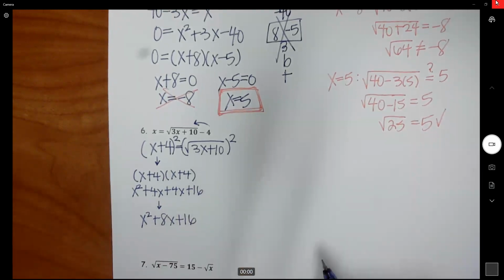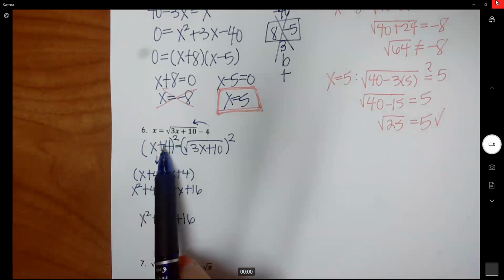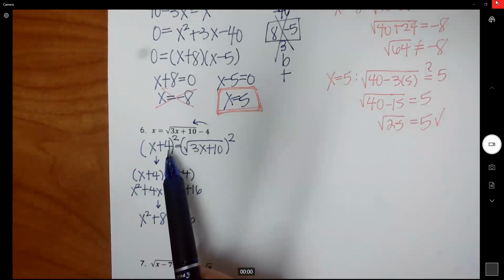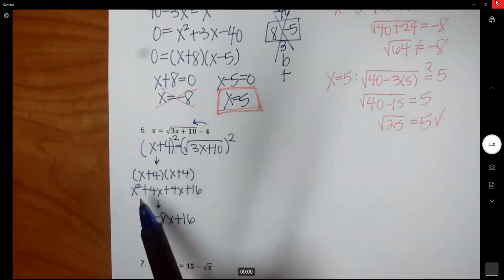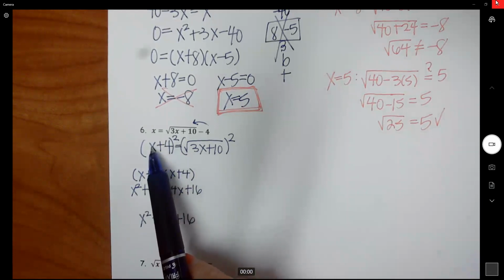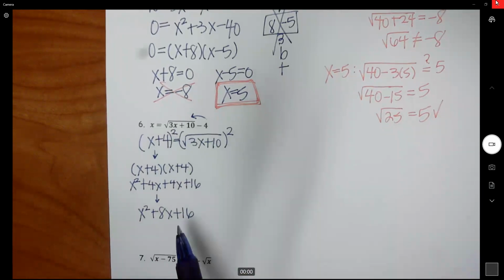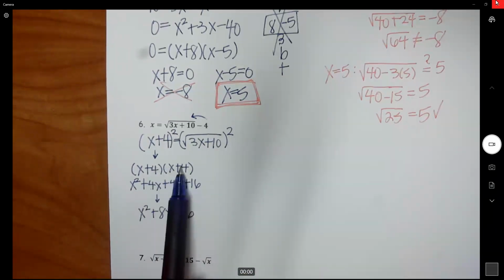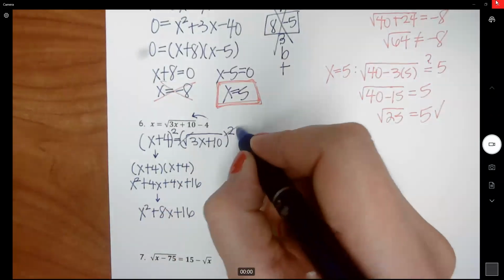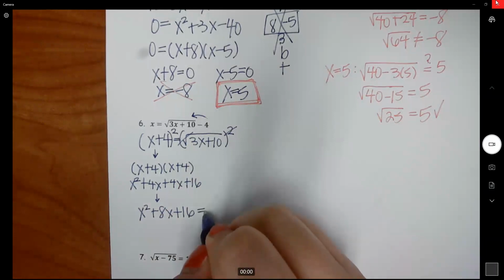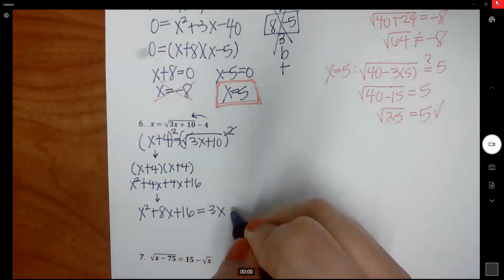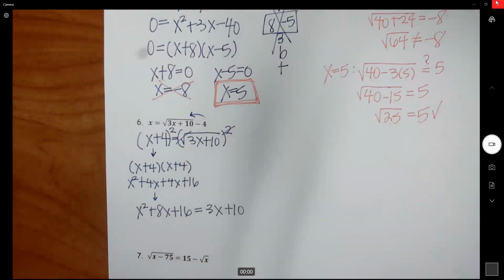So be careful here. A lot of times we'll make the mistake of, just for lack of better words, distributing the square. But if you do x squared plus 4 squared, which is 16, you miss out on that whole middle term here. So you have to expand that out and FOIL. And then on this side, our square root and square cancel. And so I'm left with 3x plus 10.